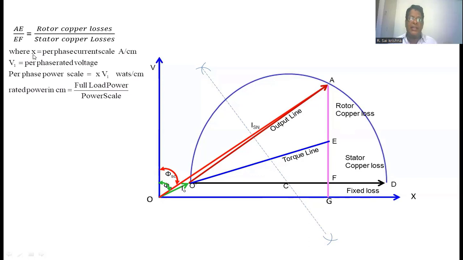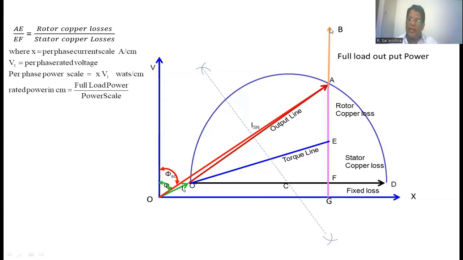Already we have taken X. X is nothing but the per phase current scale, amperes per centimeter. V1 is the per phase rated voltage. Power scale equals X into V1, that is watts per centimeter. Here we know the rated power. The full load power divided by the power scale gives the rated power in centimeters. Once we get this length, you have to draw that length from A, as an extension of this line. This length represents the full load output power.